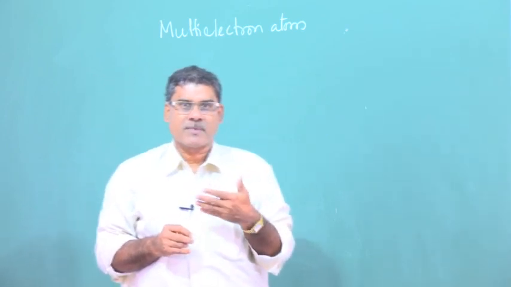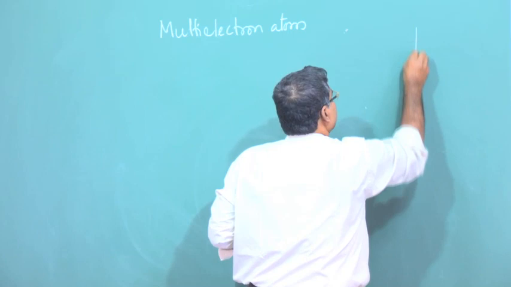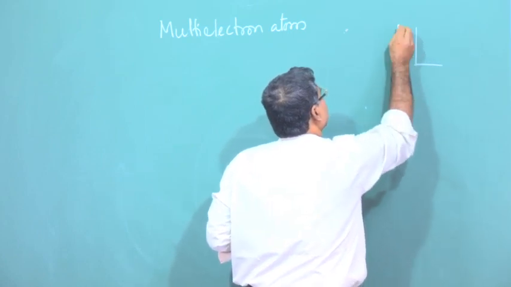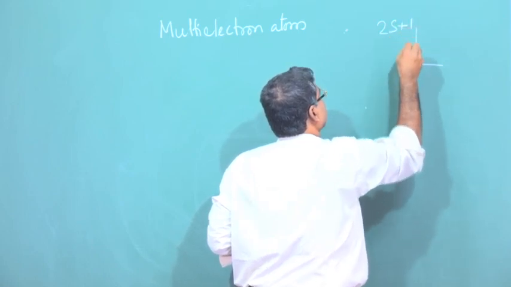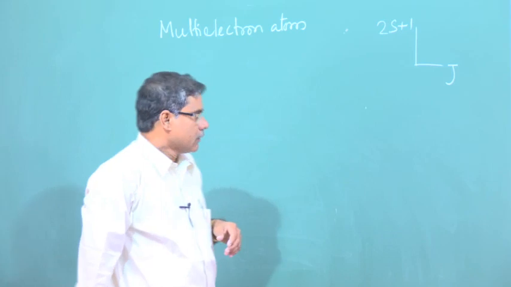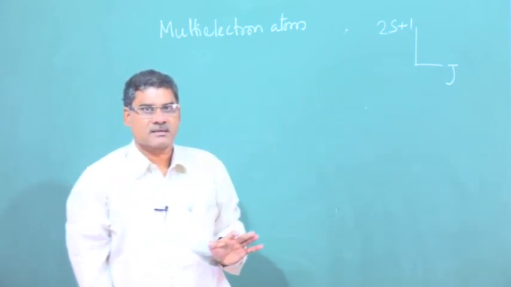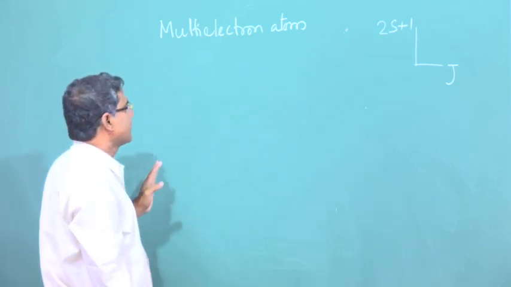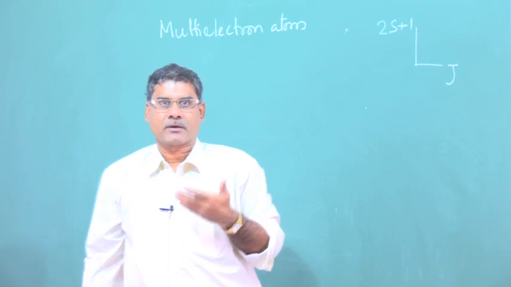So, to find out the spectroscopic term, I need L and then S and then J. Okay. So, for a single electron this is fine, we have discussed. Now, for multi-electron, if I want to find out, I have to take help of the vector model.